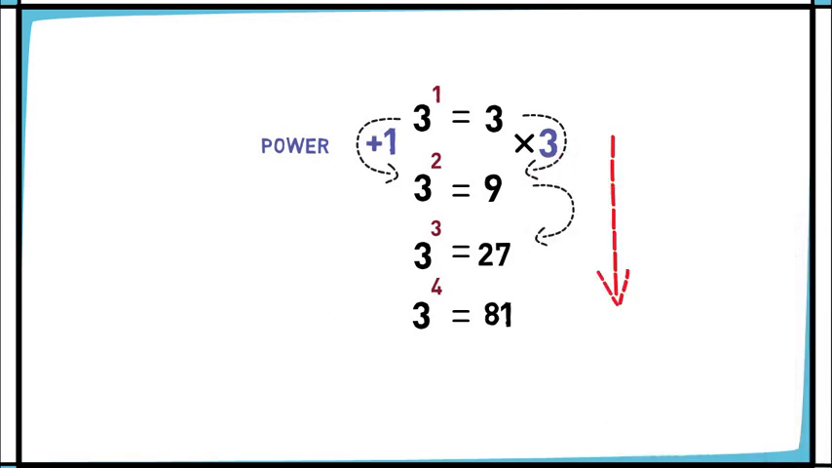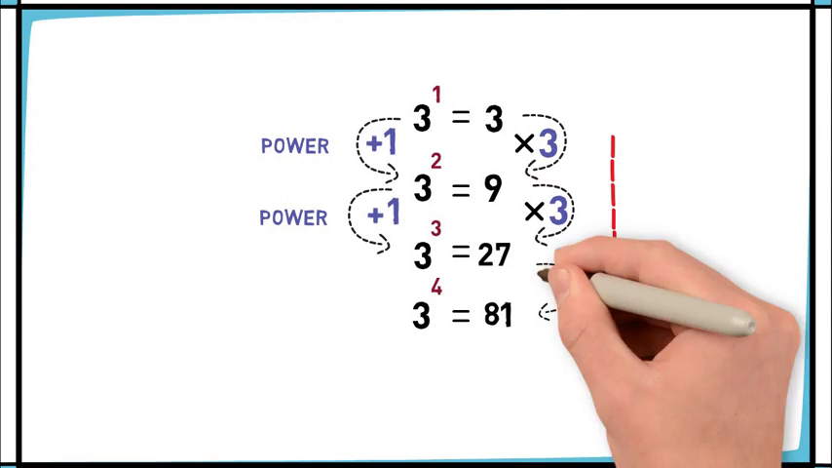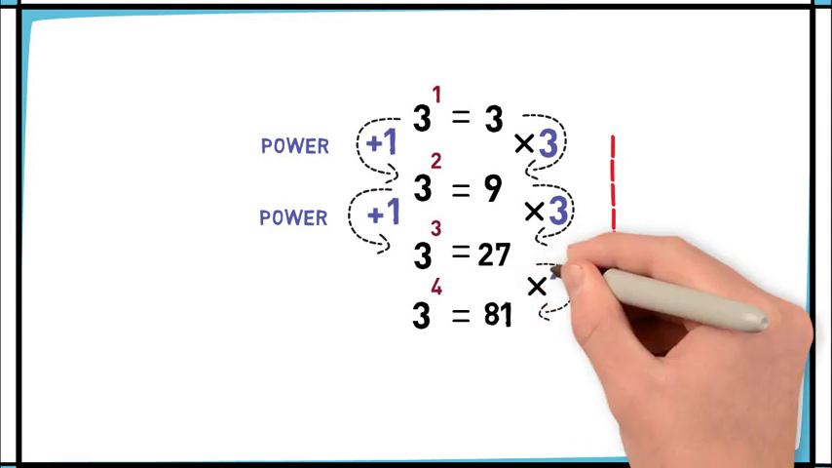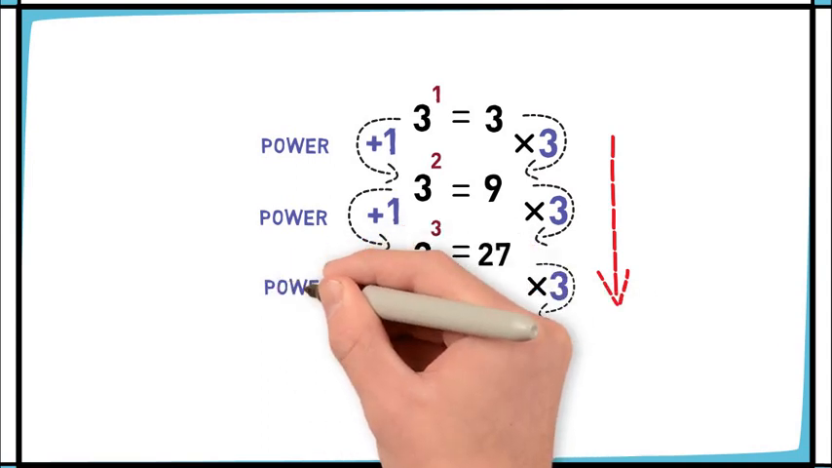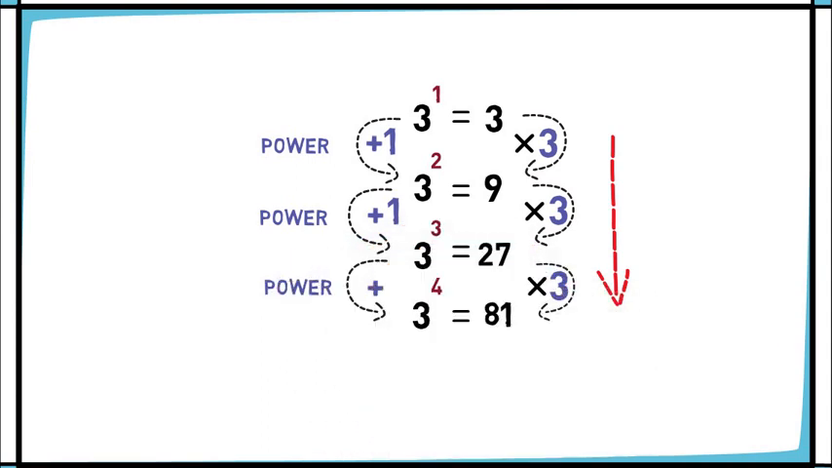Nine multiplied by 3, we get 27. And 3 raised to power 2, plus 1 in the power, we get 3 raised to power 3. We repeat the step. 27 multiplied by 3, we get 81. And 3 raised to power 3, increasing the power by 1, we get 3 raised to power 4.